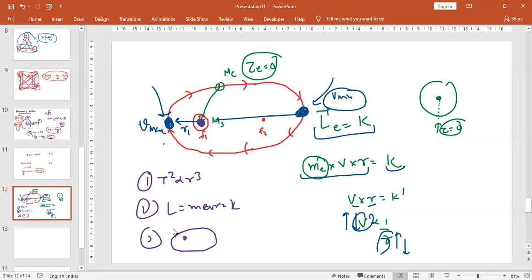So you have to remember all of Kepler's laws. You have to remember how to calculate orbital velocity, kinetic energy, potential energy, and total energy. Then you have to remember the force of gravitation. Till now, if you have any doubt, you can ask me now.